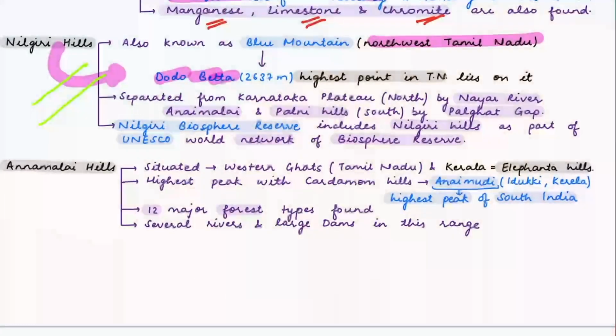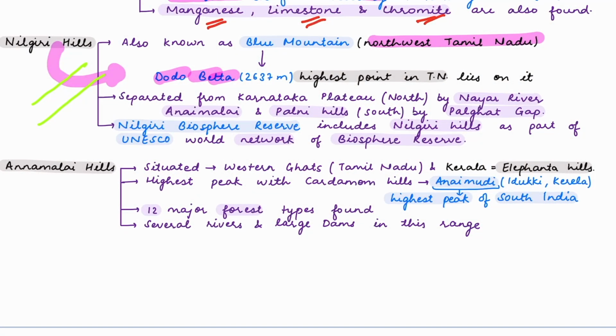If we see the notes, basically the Nilgiri Hills are separated from the Karnataka plateau in the north. Also the Nayar river is there in the north, and in the south it is separated by the Palghat Gap. It is separated by the Palghat Gap from which two hill ranges? From Annamalai and Palni.